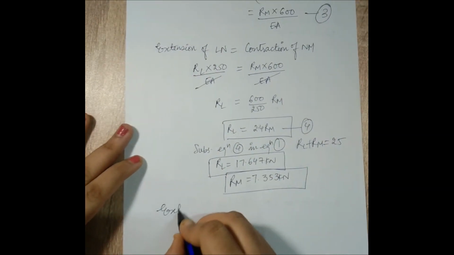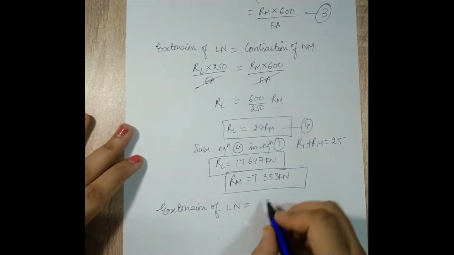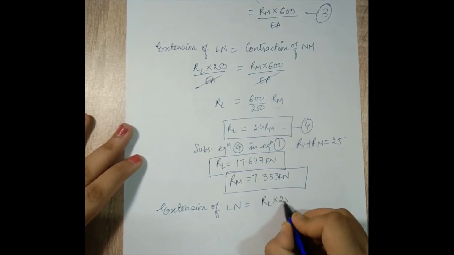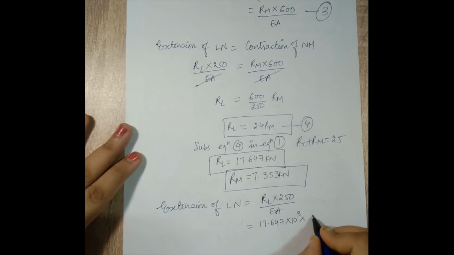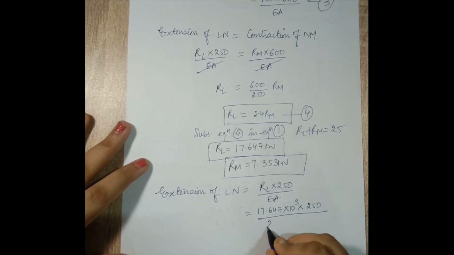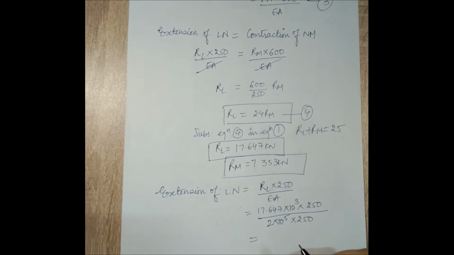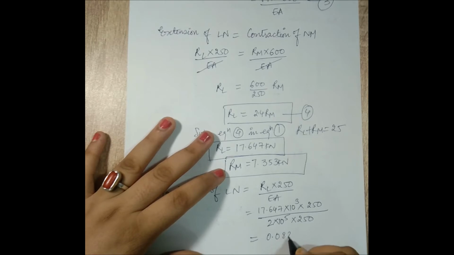The last thing which I need to find is the extension of the left portion, which is the extension of LN. As you can see the formula over here, it is RL into 250 upon EA. RL is 17.647 into 10 raised to 3. The value of length is 250. E is given as 200 giganewton per meter square. When I convert into Newton per mm square, I'll get 2 into 10 raised to 5, and area is given as 250. When I solve this, I get the value of elongation as 0.0882 mm.